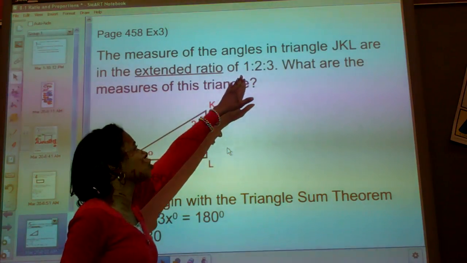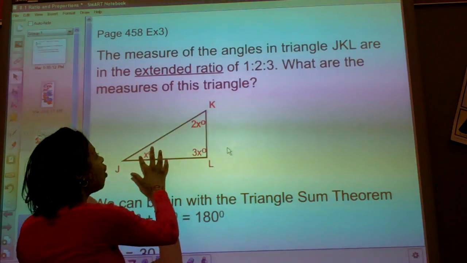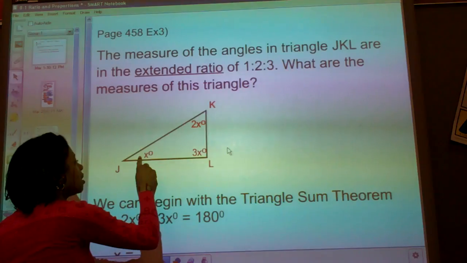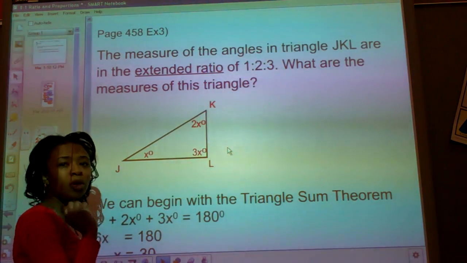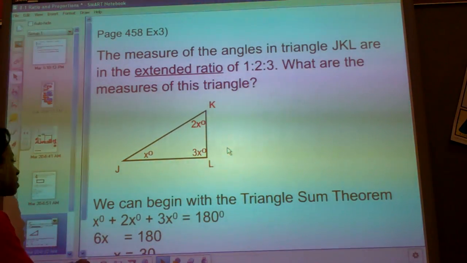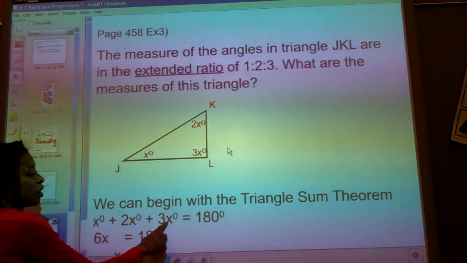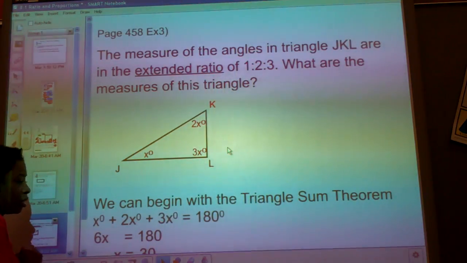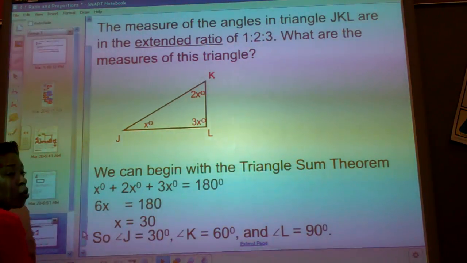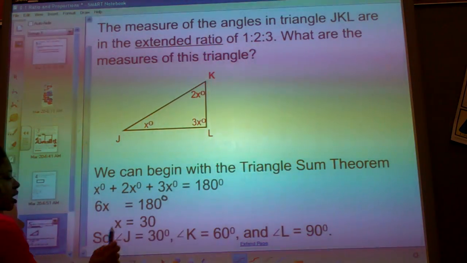Now, if I know that the ratio is 1 to 2 to 3, what does that mean? Well, first of all, if it's a triangle, you know that the interior angles must equal 180 degrees. That means angle J plus angle K plus angle L must all equal 180 degrees. By the triangle sum theorem, I can say that the measure of angle J, x, plus the measure of angle K, which is 2x degrees, plus the measure of angle L, which is 3x degrees, is equal to 180 degrees. Combining like terms, x plus 2x plus 3x is 6x equals 180 degrees. Divide both sides by 6, x is equal to 30.